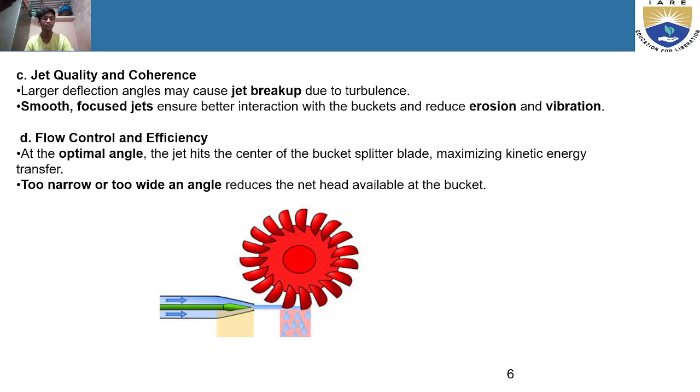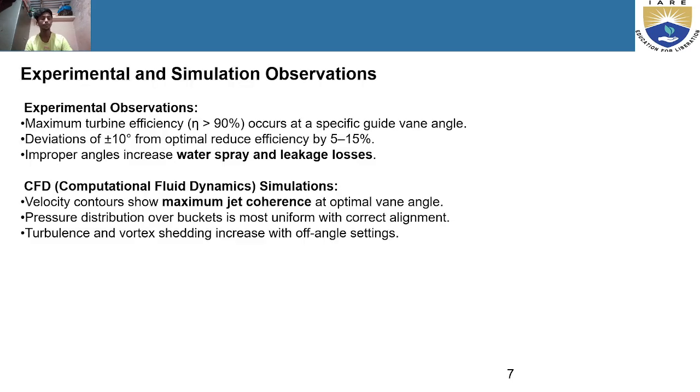Flow control and efficiency. At the optimum angle, the jet hits the center of the bucket, hitting the blade, maximizing the kinetic energy transfer. So flow control and efficiency is also very important. At an optimal angle, when the jet hits the bucket, it splits into two, and this blade is used for splitting. Too narrow or too wide an angle reduces the net head quality of the bucket.